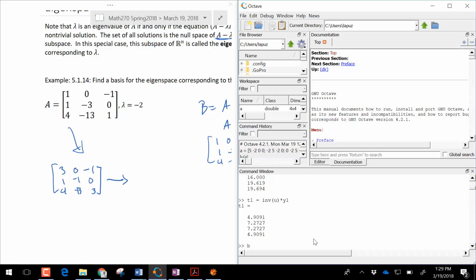So B equals 3, 0, minus 1, 1, minus 1, 0, 4, minus 13, 3.